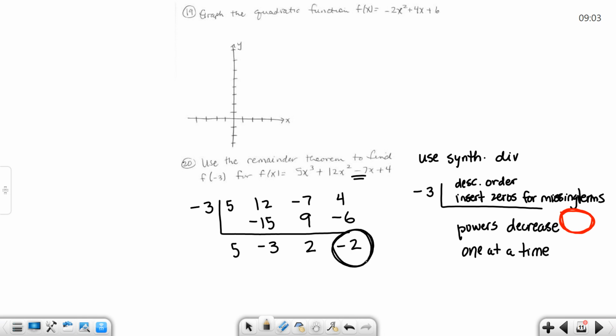This last number, this remainder, gives us the value that we're looking for. F of negative 3 is negative 2. So just be careful with your steps. Watch your signs. That's usually where mistakes are made on something like this. So just take your time.